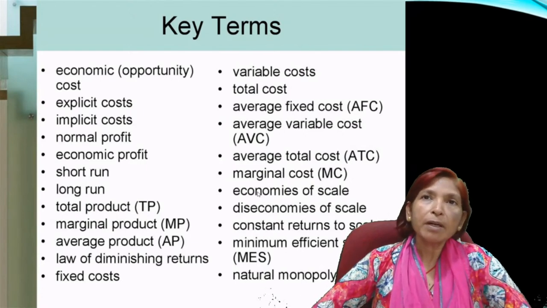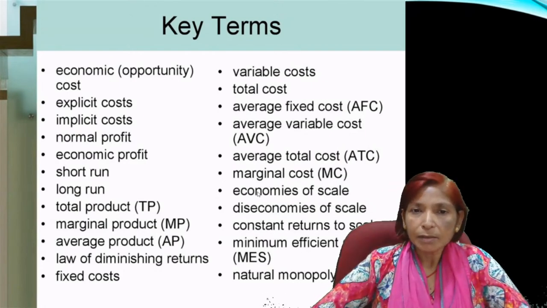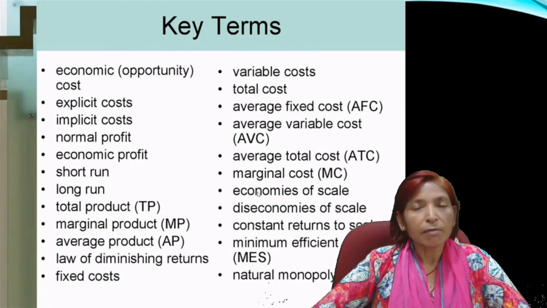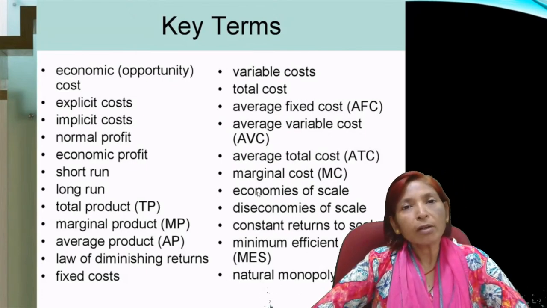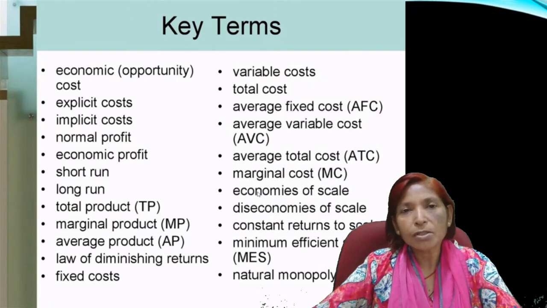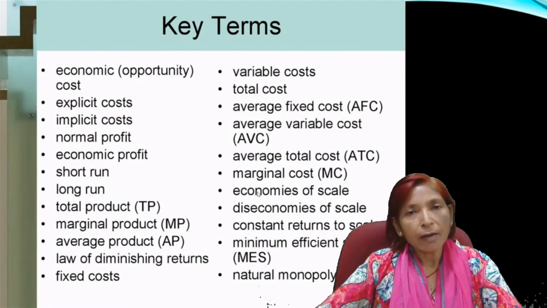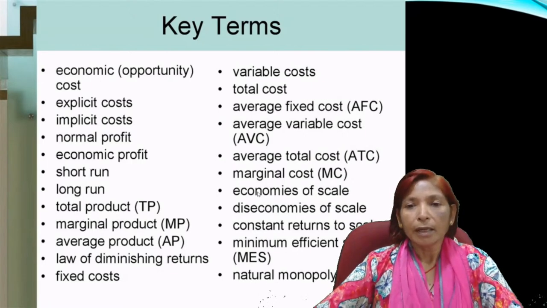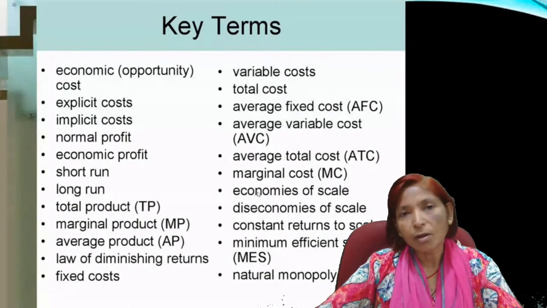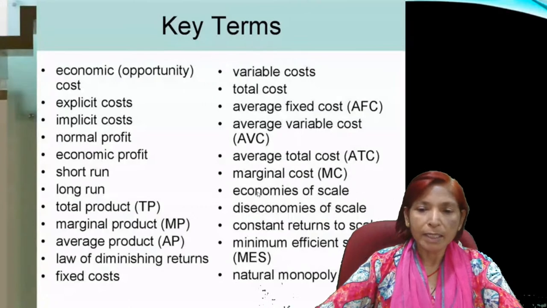Variable cost is that cost which can change according to the change in output level, and variable factors cost is called variable cost. For example, labor cost is variable cost, and raw material cost is variable cost, and fuel cost is variable cost, etc. Total cost is the summation of fixed cost and variable cost. Average fixed cost is the per unit cost of fixed factors. Average variable cost is the per unit cost of variable factors. Average total cost is the sum total of average fixed cost and average variable cost. Marginal cost is the net change in total cost, or TCn minus TCn-1, or delta TC divided by delta Q, we can get marginal cost.